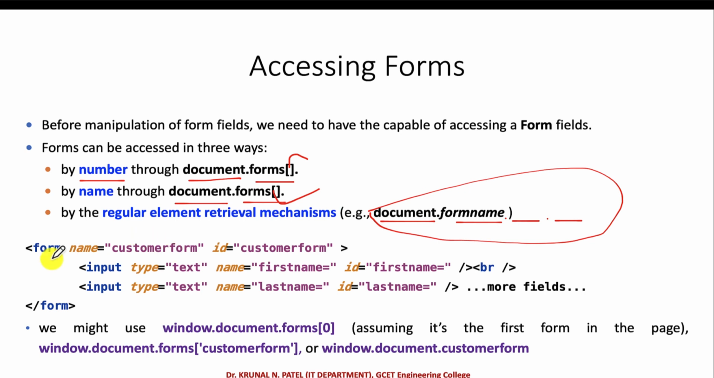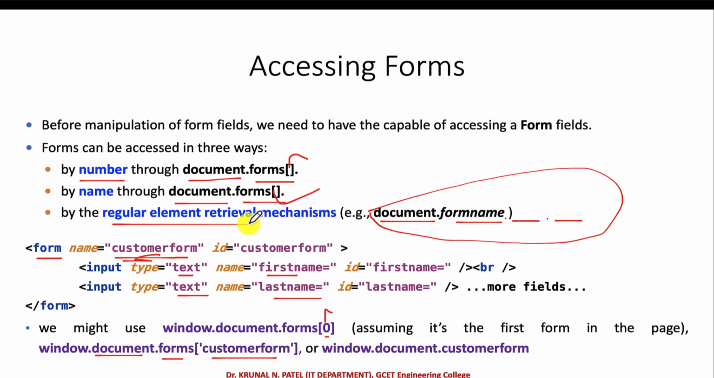Suppose, for example, here in this form I have a form named customer form, with two text boxes, first name and last name. Now, if I want to access this form, this is the one form I have, so you might get window.document.forms[0], which assumes the first form in the page. Suppose you have more than one form, then you can put the number accordingly. If I want to access this form by name, then in document.forms brackets I need to provide the name of this particular form, that is customer form.